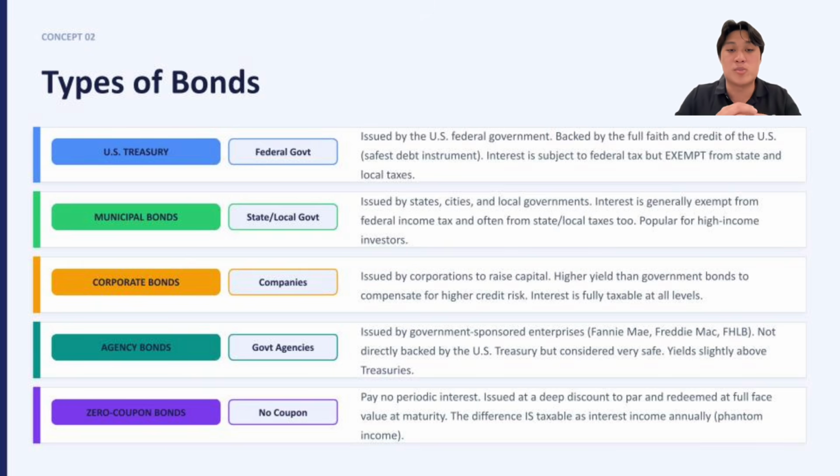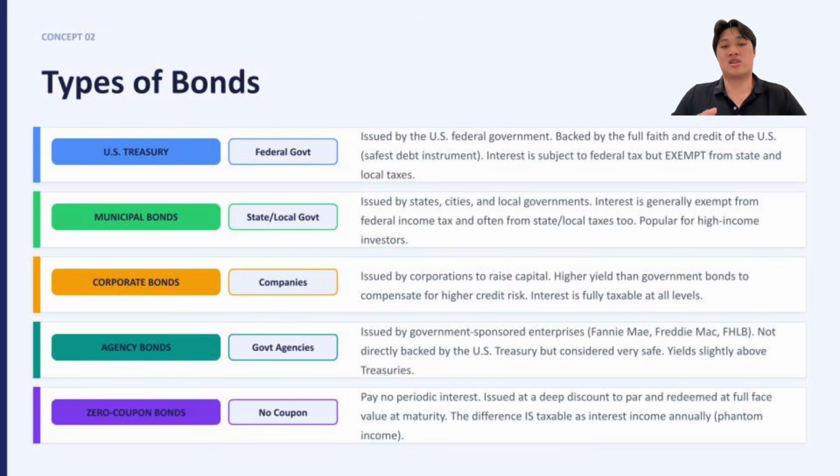Next, municipal bonds. These are local government bonds, issued by states, cities, as well as local government. Interest is usually exempt from federal income tax and often from state and local tax as well. This is popular for high income investors.